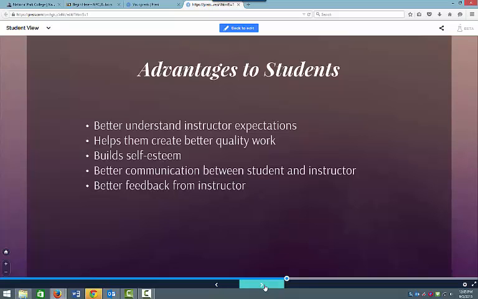And we know that we have a lot of students in our classes that have very low self-esteem for varying reasons, but this is one way we can help them. It also helps with better communication between the student and the instructor.